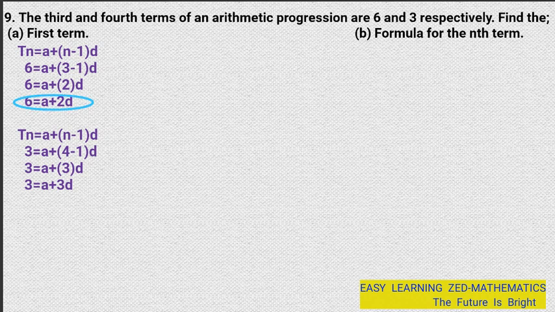Okay, now we are going to solve for A and D using simultaneous equations. So these two equations will be put together. Now note, I'm going to move 6 to the right side of the equation and 3 to the right side of the equation, so that we have the normal simultaneous equation.